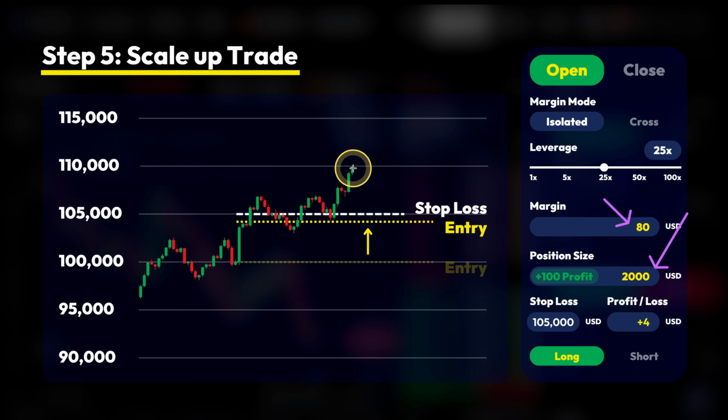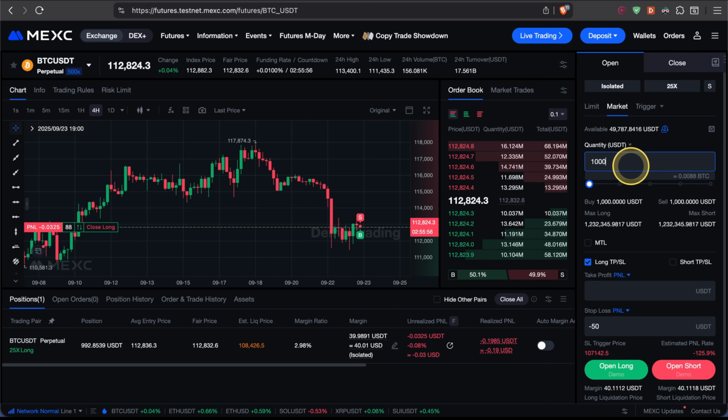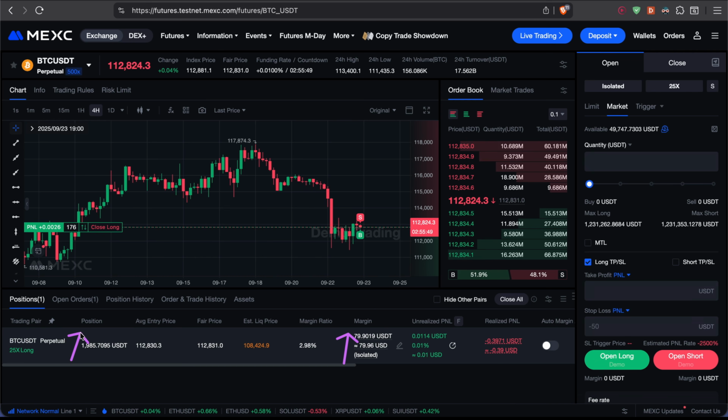That means from now on, if the price goes down, we still don't make any loss, but if the price continues to go into the right direction, we make double the profit from this point on. To increase the position size of an opened trade on MEXC, you simply go in here to the right as if you would open a new trade and just add another $1,000, click on open long, and then you will see now we've increased our margin to 80 and our position size to $2,000.